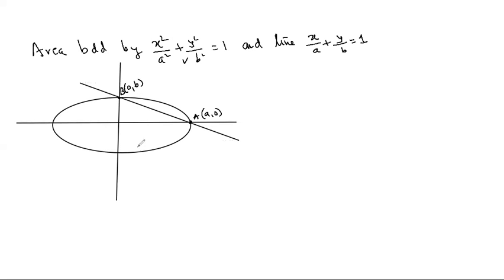What is the area of the ellipse? Tell me the formula for the area of an ellipse. Pi AB. So what is the area of one-fourth of the ellipse? Pi AB by 4.